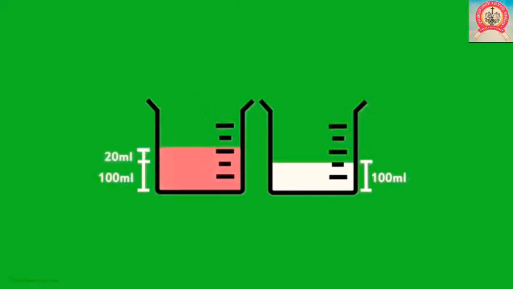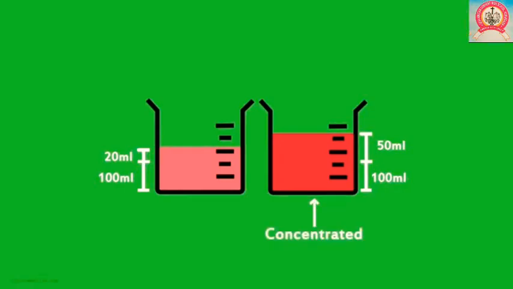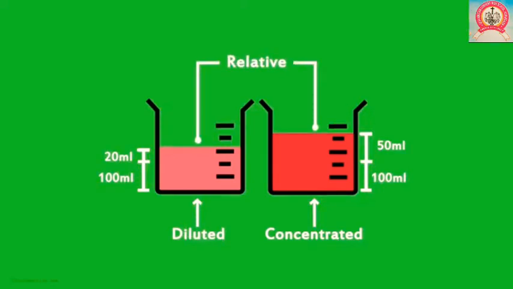Now in the beaker on the left, I add 20 ml of some red solute, and on the right I add 50 ml of the same red solute. In this case, we say that the solution on the right is concentrated and the one on the left is dilute. We are looking at these two relative to each other, and you can see that the concentrated solution is more red in color as compared to the dilute one. This is stronger, we can say.